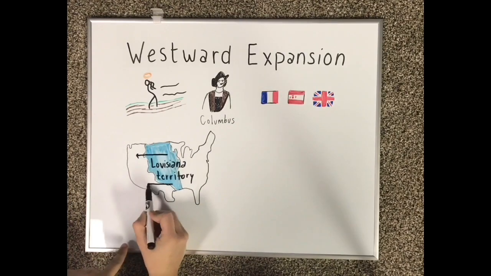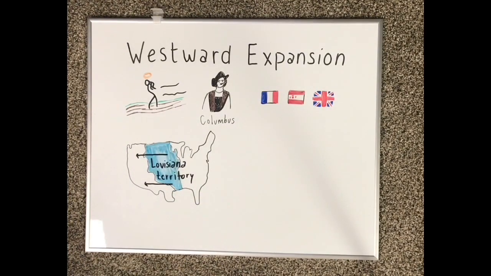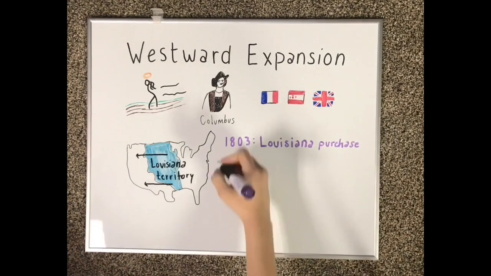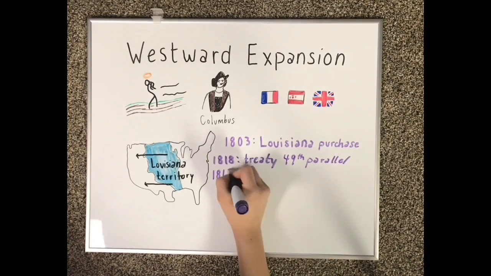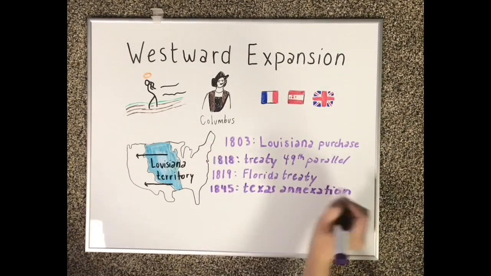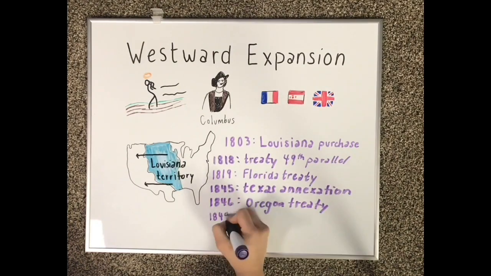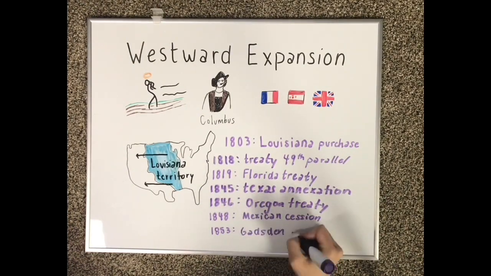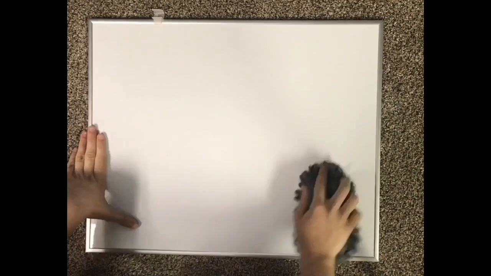You're probably thinking, wow, this is great. America is becoming the America we see today. So much new land. Well, while the fact that America was growing is great, it didn't come easily. Many political compromises had to be made in order to avoid conflict. Spoiler alert, it didn't avoid conflict.